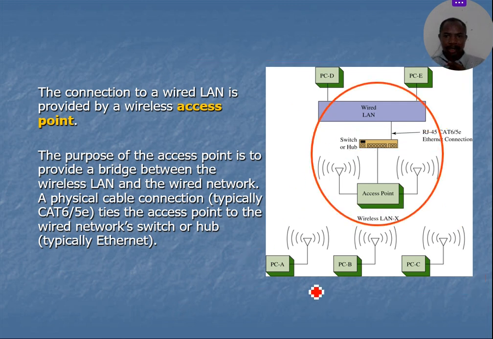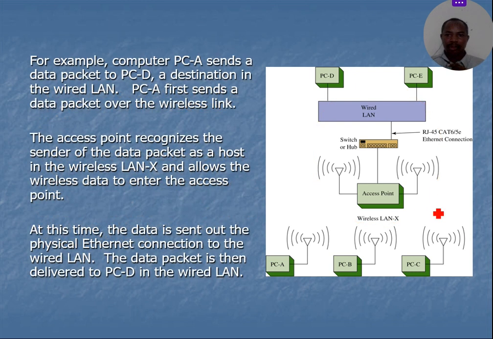Now let's move on quickly. We've already established the access point. This is our access point. Without this access point, there's no way we can connect the wired network to a wireless network. Is that okay? So we've already established that statement. Now let's move on quickly.